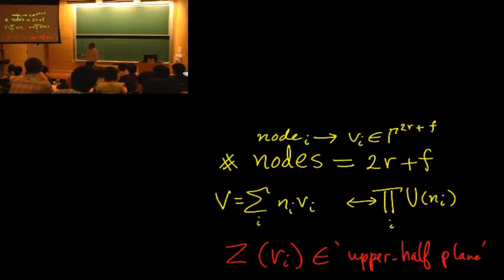And if you assign degeneracies Ni, or the rank of the representations, to each node, the corresponding vector that you're talking about for BPS states will be the summation of these vectors with the corresponding degeneracies. And this corresponds to studying a supersymmetric quantum mechanics, which has gauge group the product of the U(Ni). So it's rank Ni for each of these nodes. We also restrict the corresponding complex numbers to be in the upper half plane.